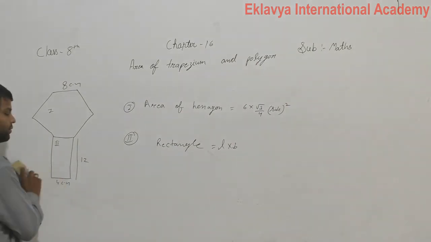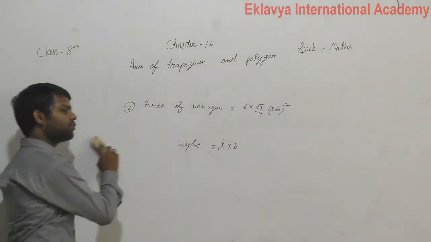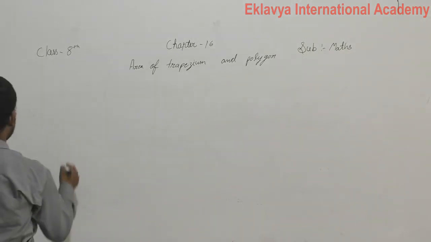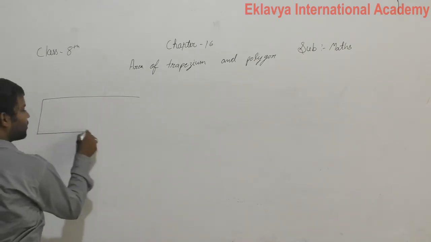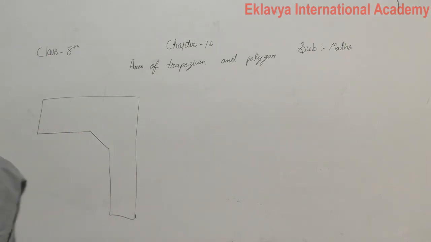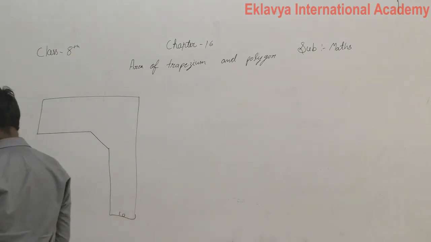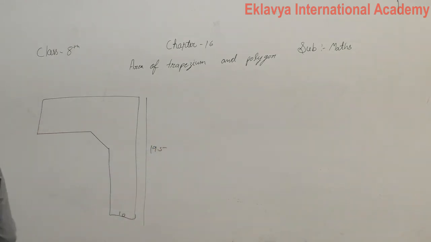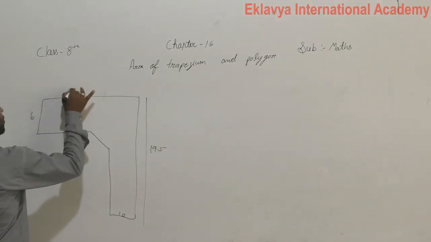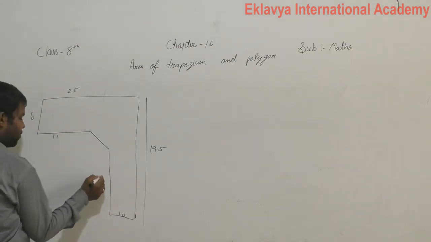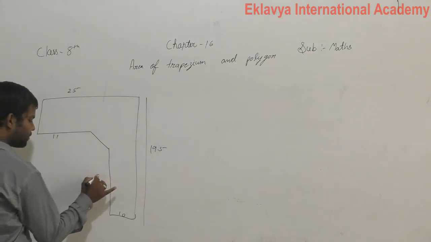Question number three. If you see this figure, then in this figure the parameters are 10, 19.5, 6, 25, 11 and 5.5.